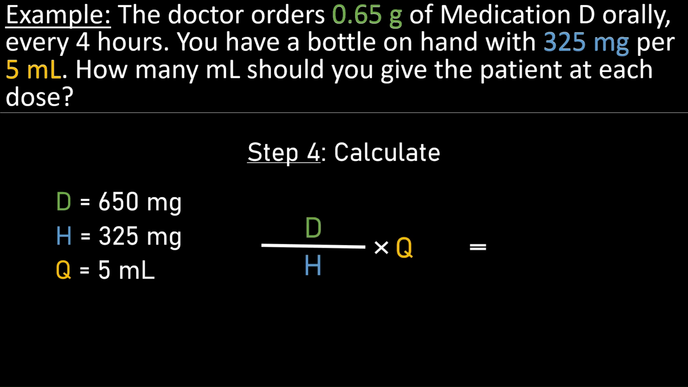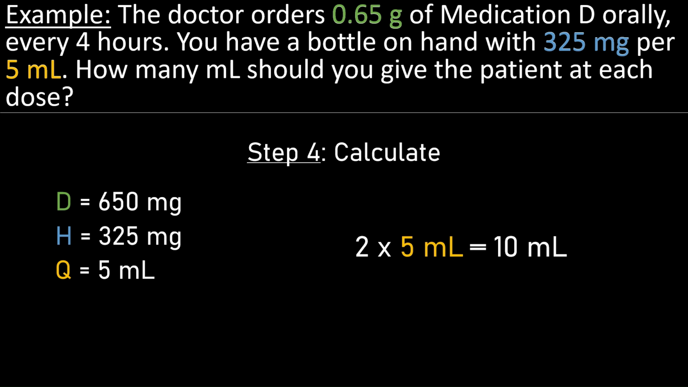Now let's do our math, remembering our estimate so we can check our work. We substitute in our equivalents first, and we're left with 650 milligrams over 325 milligrams times 5 milliliters. We can cancel the milligrams units here since they're present in the numerator and denominator, and that leaves us with 650 over 325, which we can reduce to 2 times 5 milliliters, which does equal our estimate of 10 milliliters per dose.